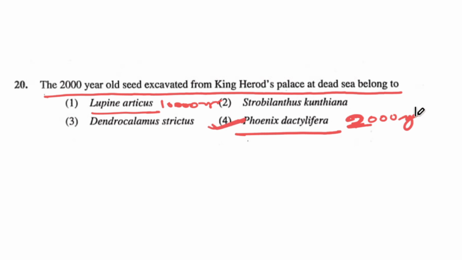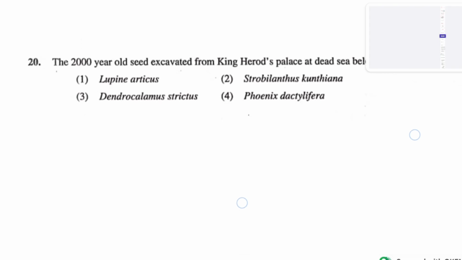It is a 2000-year-old seed. So seed viability will vary in different species of plants. In case of Lupinus arcticus, a seed can be viable for 10,000 years, whereas in case of Phoenix, it will be 2000 years.